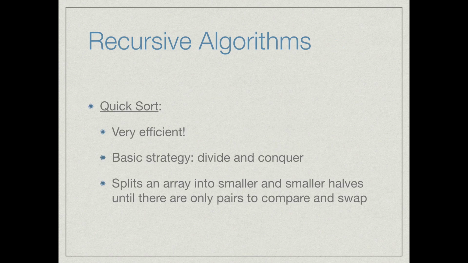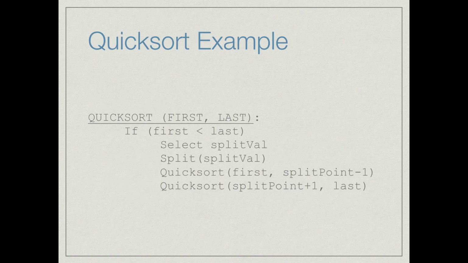The benefit of recursive algorithms is that they tend to be a little more efficient. And in particular, we have what we call the quick sort, which basically divides and conquers. It splits up an array into smaller and smaller chunks until it only has pairs that can be compared and swapped if necessary, if the first value is greater than a second value. The quicksort algorithm can be a little hairy to wrap your head around, unfortunately.